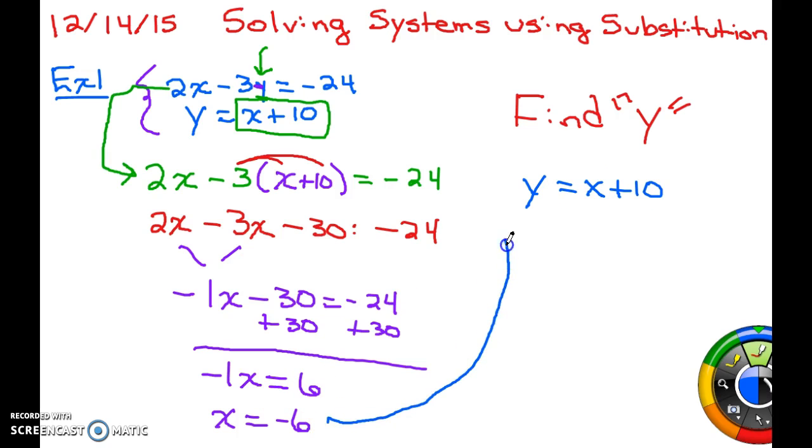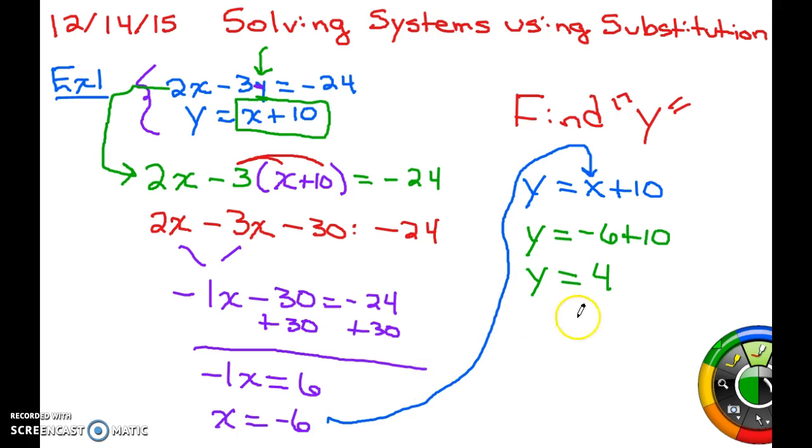X is negative 6. So again, this method's called substitution because we do a lot of substituting. I now know what x is. X is negative 6. So my y value is equal to my x value, which is negative 6 plus 10. Well, negative 6 plus 10 is the same as 10 minus 6, which is a positive 4. So my y value is 4.